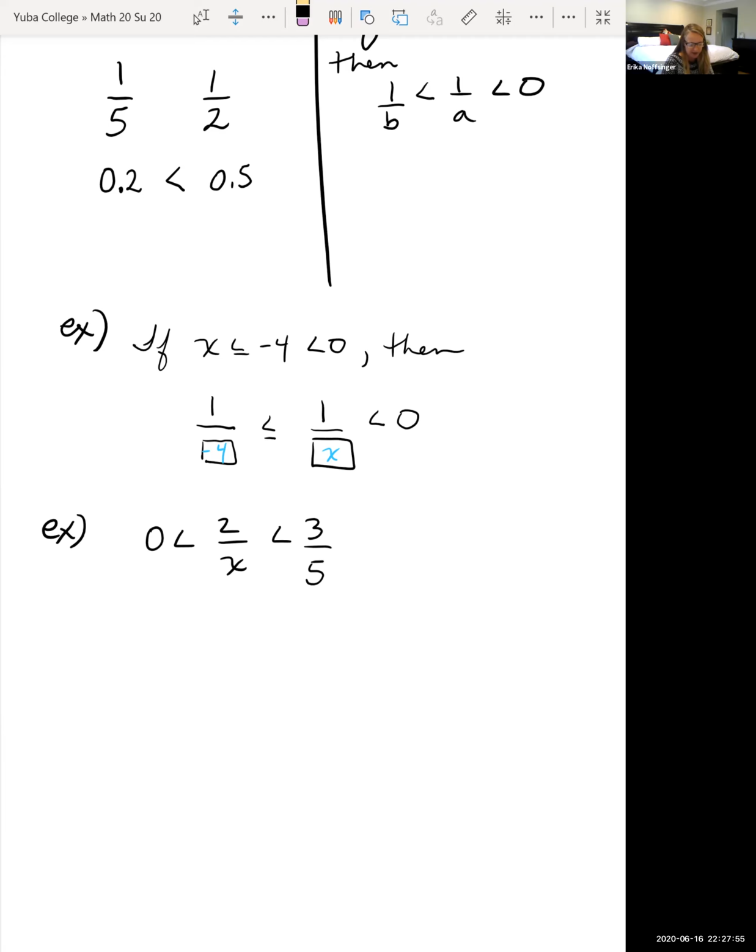Or we can use that fact that we were just looking at, and we can flip them. We want to flip these. We know that 0 is less than this, so these are both positive numbers, so it's still going to be positive. But when we flip it, we're going to have x over 2, that was smaller than, it's now going to be bigger than 5 over 3. And these are still positive numbers. I don't know if that's going to work.